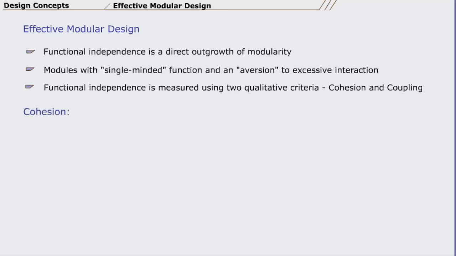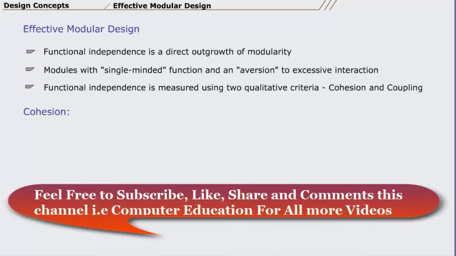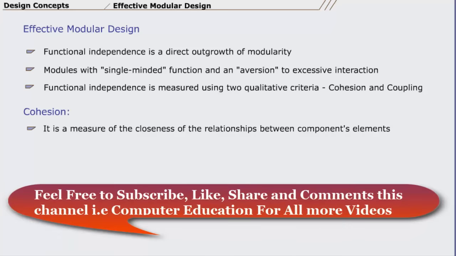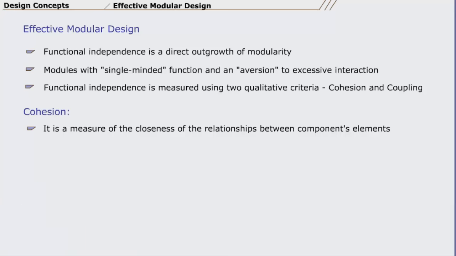Let us see what cohesion is. The cohesion of a component is a measure of the closeness of the relationship between its elements. That is, it is the degree to which a module performs one and only one function. A component should implement a single logical function or should implement a single logical entity.